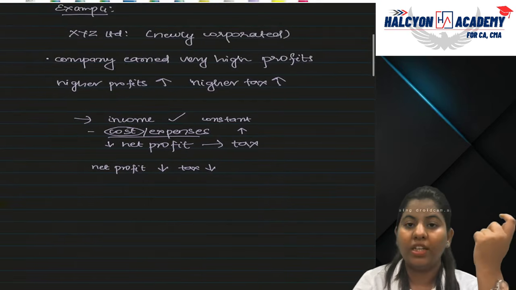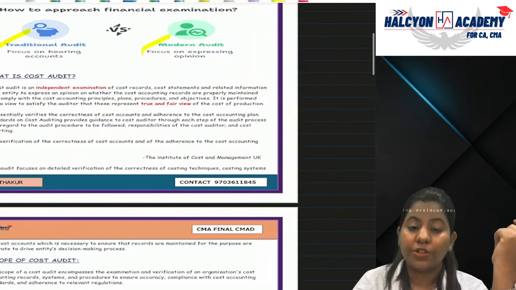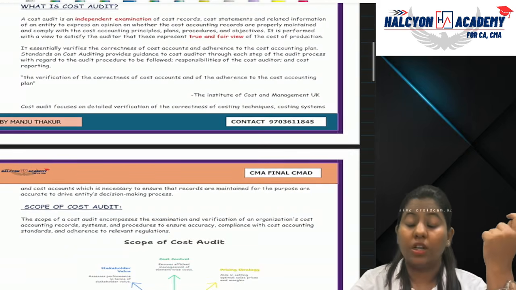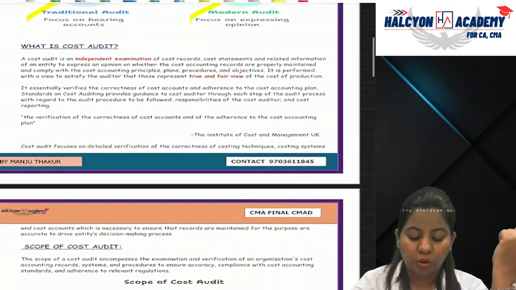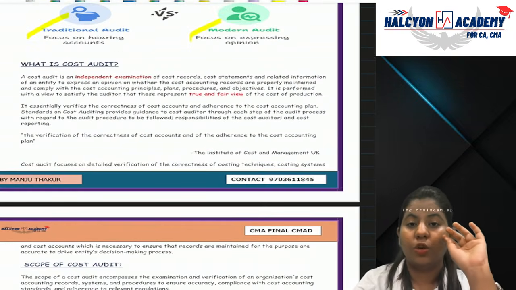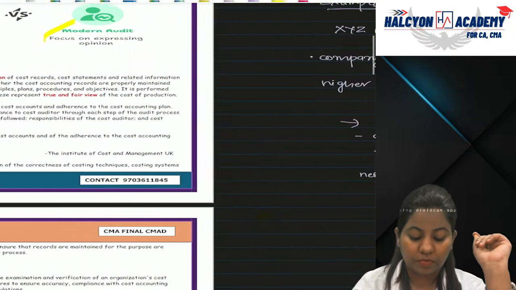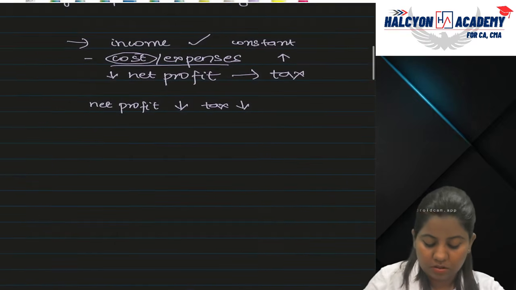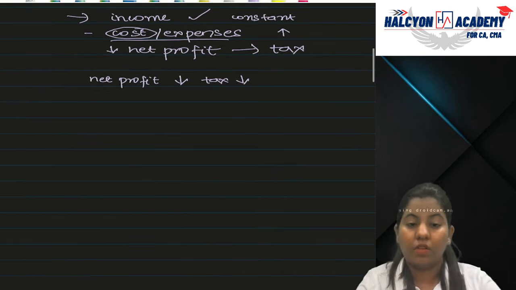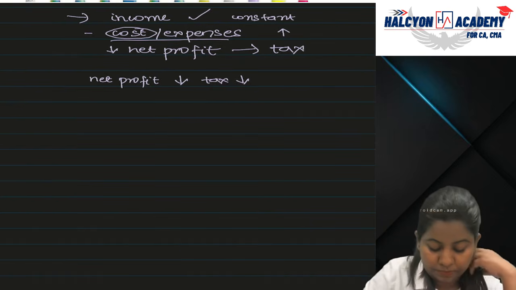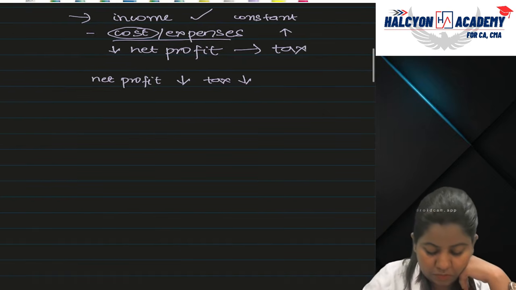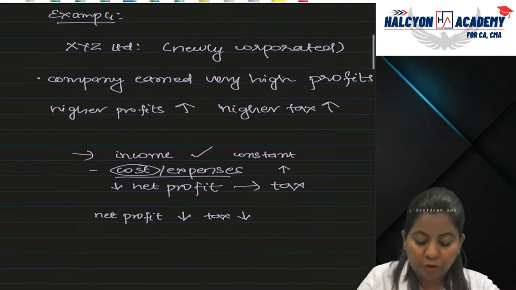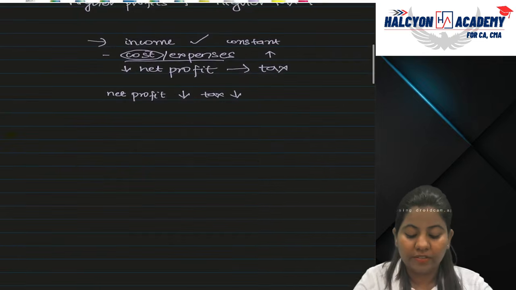There were also many other reasons. There is one topic, history of cost audit, in this particular chapter only, so we will learn that also. But for now, you understand why cost audit was introduced. I hope you have copied this. I hope you are clear with this.